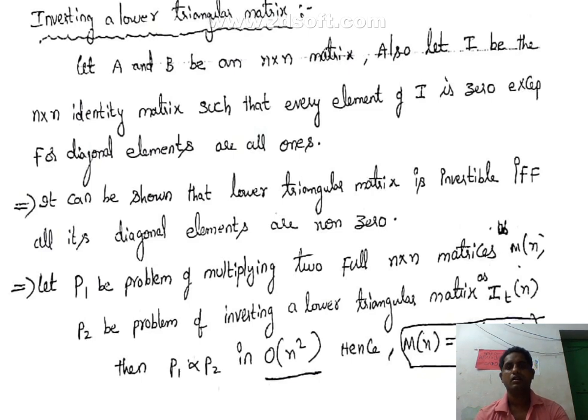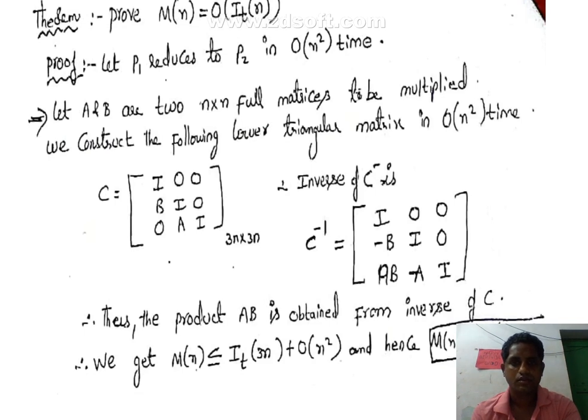Inverting an N by N matrix also: let I be the N by N matrix such that every element of I is 0 except for the diagonal elements, which are all ones. It can be shown that a lower triangular matrix is invertible if and only if all its diagonal elements are non-zero. So with C and C inverse, you can get M(n) equal to O of I(n).